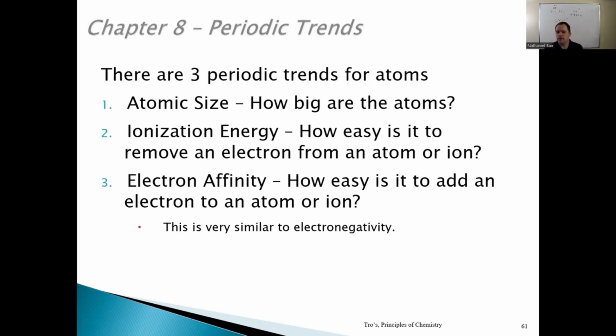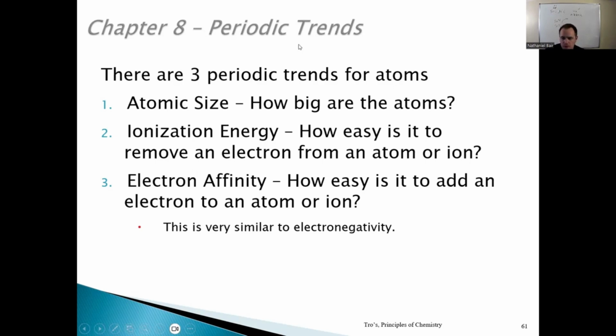Well, this is a trend on the periodic table. Is there a trend as we go across a period from left to right? What's happening to the size of the atoms? Is there a trend as we go down a family, a group, a column? What's happening to the size of the atoms? Well, there are three things that have a pretty, I guess you would say, linear trend.